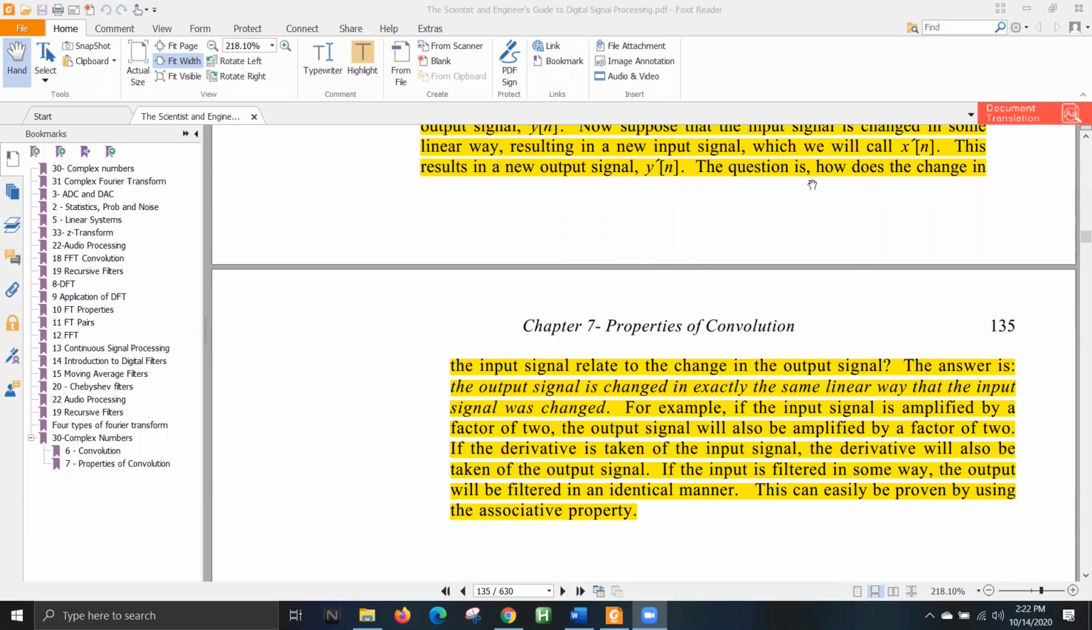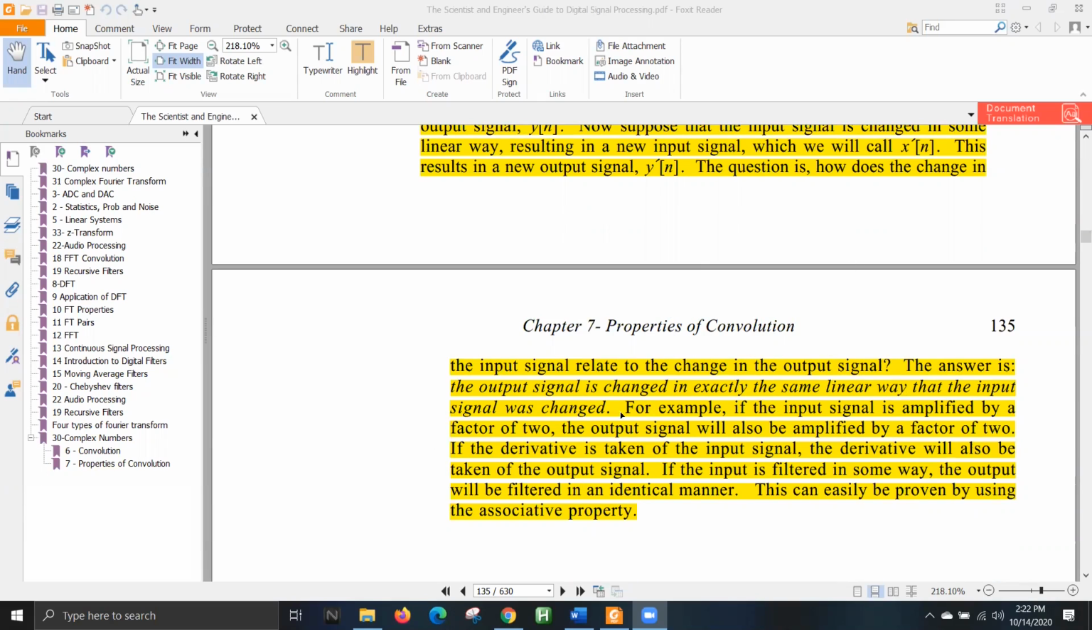So the basic question was, how does the change in the input signal relate to the change in the output signal? The answer is, the output signal is changed in exactly the same linear way that the input signal was changed. For example, if you perform amplification on the input signal, the output signal will also be amplified by the same factor. Okay, if you take the derivative of the input signal and then pass it through the system, you'll see that the output will be the derivative of the original output.